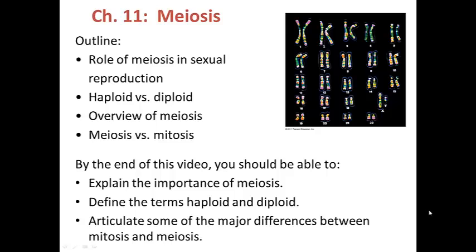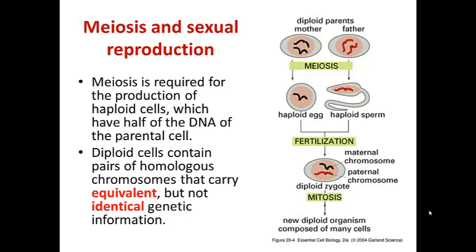The purpose of this video is to introduce you to the process of meiosis. So we'll discuss the role of meiosis in sexual reproduction and describe how meiosis is used to produce haploid cells from diploid cells. We'll also look a little bit at the process of meiosis and how it differs from mitosis. By the end of this video, you should be able to explain the importance of meiosis, to define the terms haploid and diploid, and to articulate some of the major differences between mitosis and meiosis.